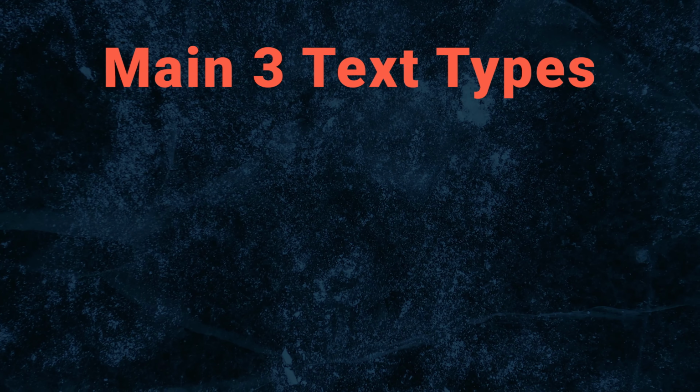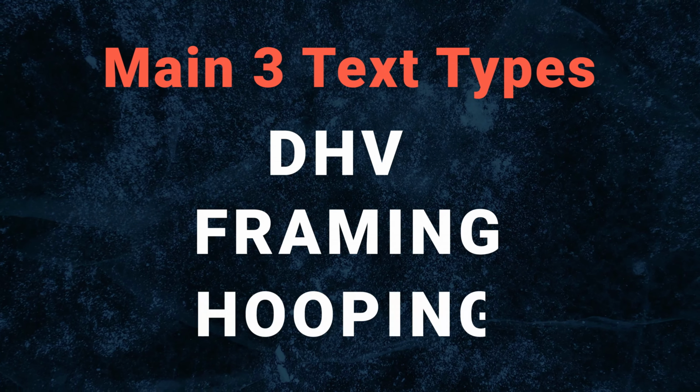So the main three categories that we have are DHV, framing, and hooping. DHV is the most important one and also the one that comes first. DHV stands for demonstrating higher value. So the purpose with DHV is that you demonstrate the values that you have in a correct way. Of course, you can also do things and say things that destroy your value, so it's not only a win situation. Now, the first label that I want to teach you guys is a DHV text.